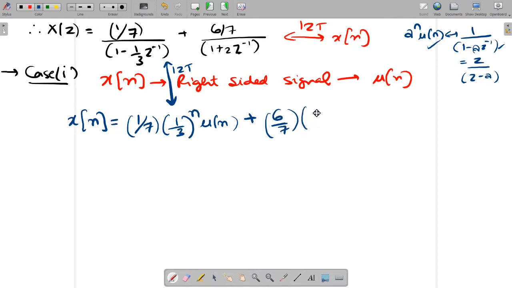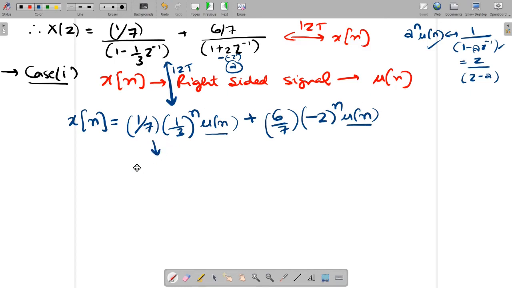I need to find what this value is over here. So 1 upon 1 plus 2 z inverse. What is the value of a then? The value of a is minus 2. So minus 2 raised to n u of n. Be very careful with this. It is minus 2 raised to n. So minus 2 raised to n will give me 1 upon 1 minus minus 2 z inverse. Then we get this answer. Why have we done u of n? Because we are assuming the signal to be a right sided signal.